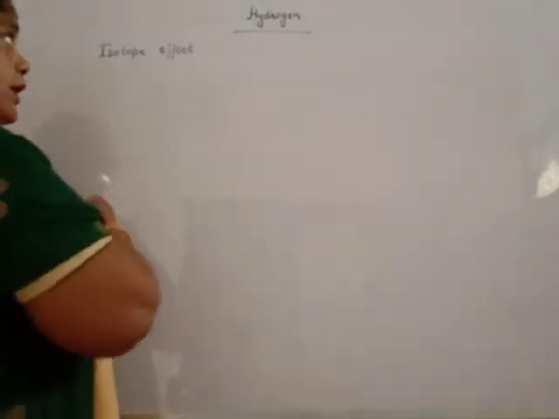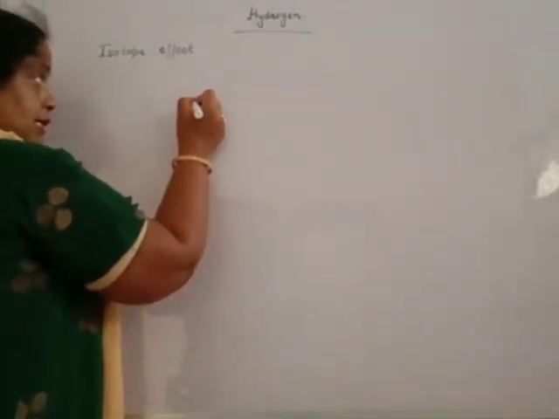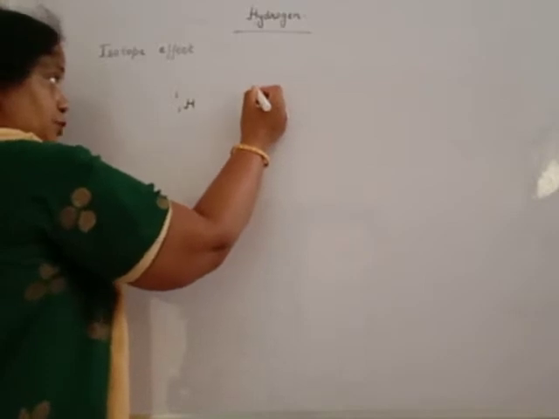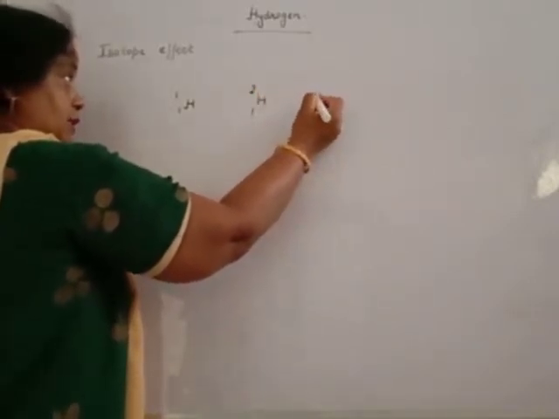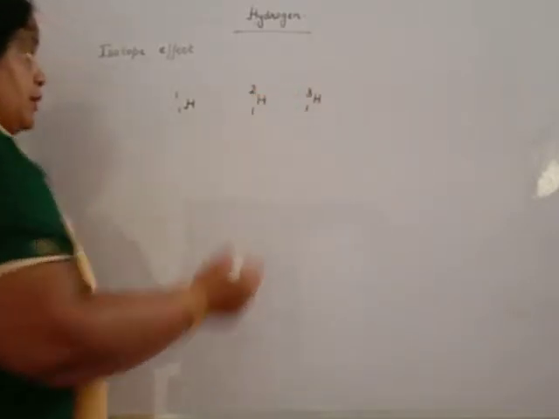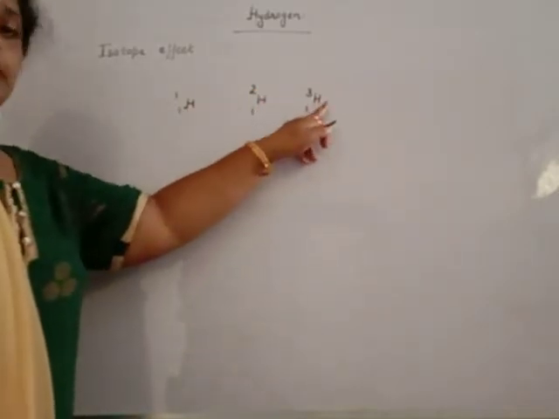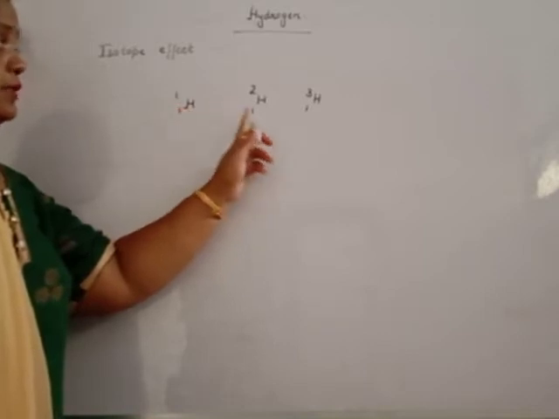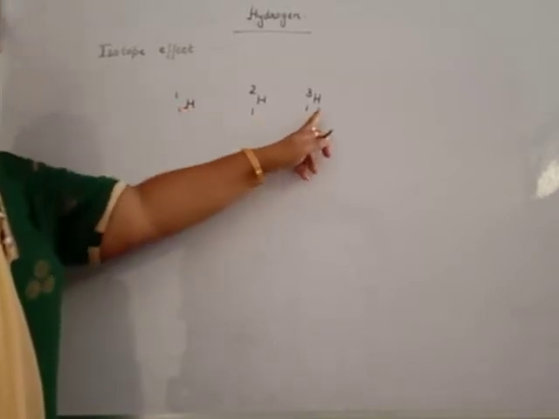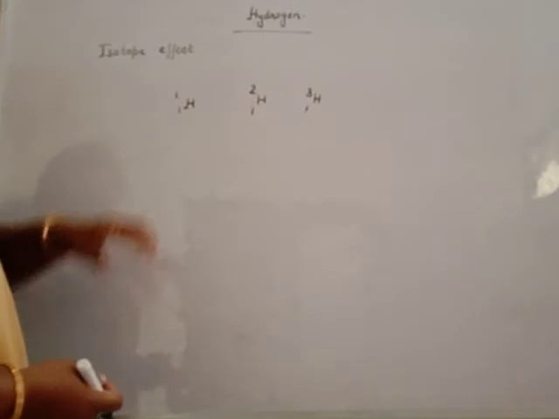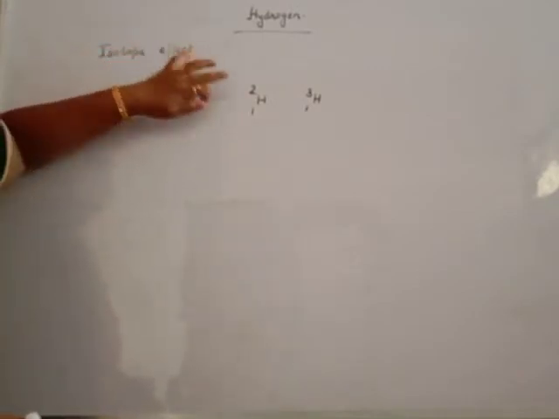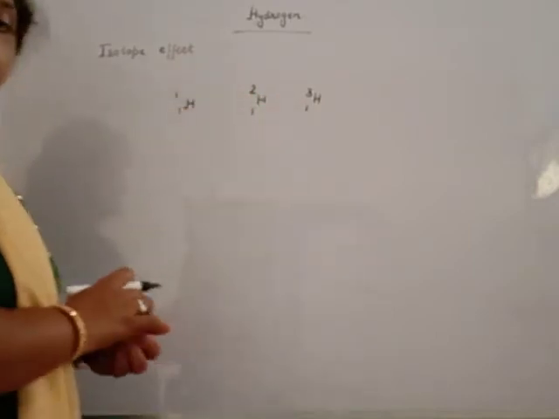Beta, you all know hydrogen exists in nature in three forms, that is three isotopes: H-1-1, H-1-2 and H-1-3. The atomic number of each hydrogen is the same. The number of neutrons is 0 in this case, but this one contains 1 neutron and this one contains 2 neutrons. So the atomic mass of these hydrogen atoms is 1, 2 and 3.